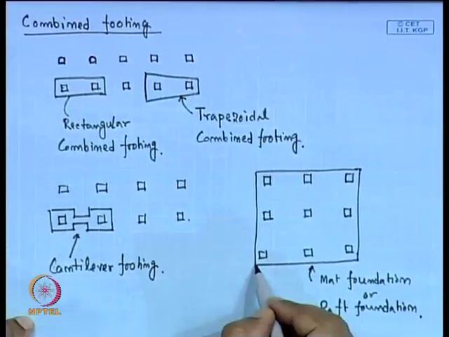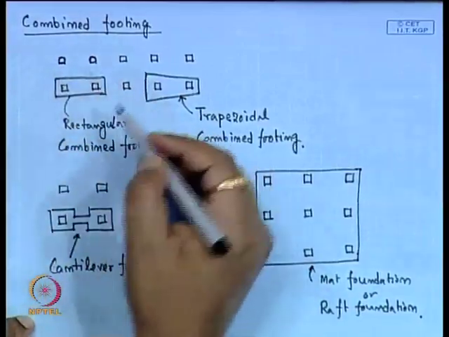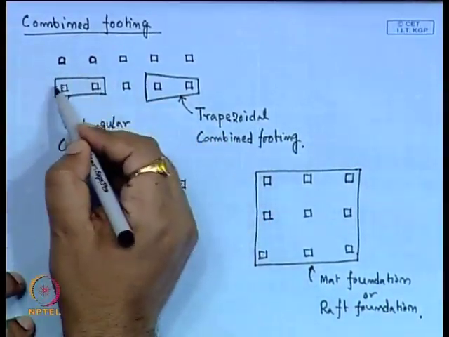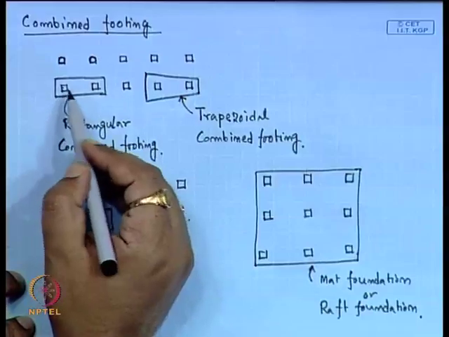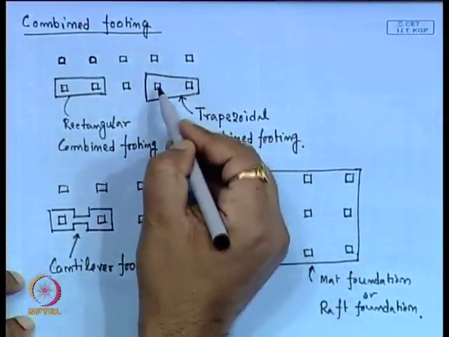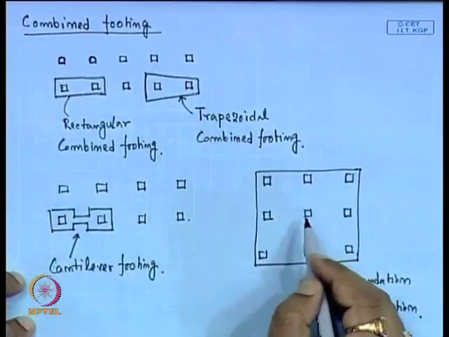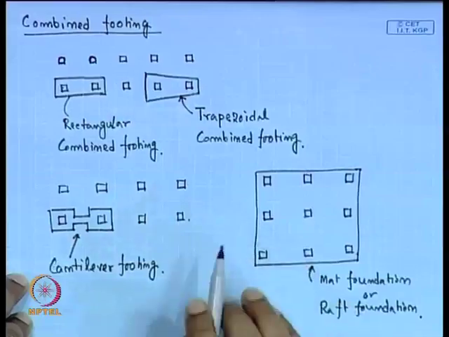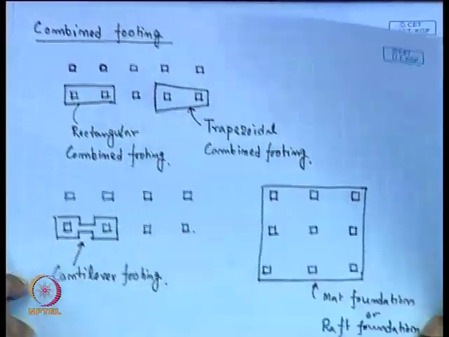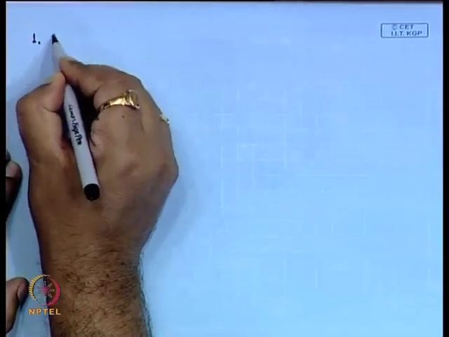Now, first I will discuss the rectangular combined footing, and how to determine the dimensions of this footing, that means the width and length of the combined footing, and the dimensions of the trapezoidal shape. Then I will discuss how to design the raft foundation or mat foundation. First, we will go for the rectangular combined footing.